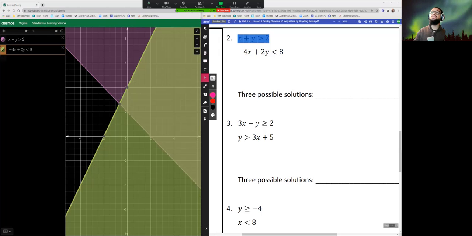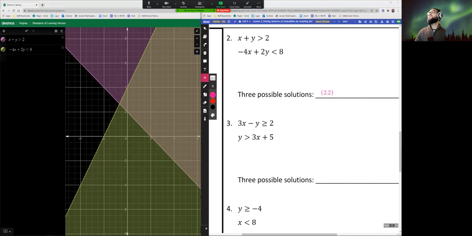I want you to pick 2 as well. This point here is good. This is going to be 2, 2. That's going to be a point that I'm choosing. And let's see, let's go with this point here. What's this? 4, 6. That's the other point I'm choosing.